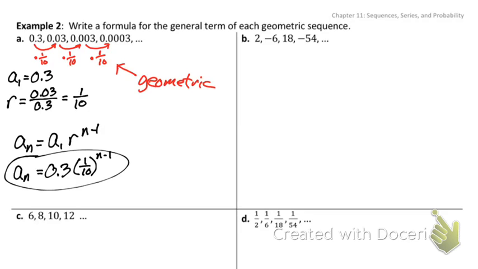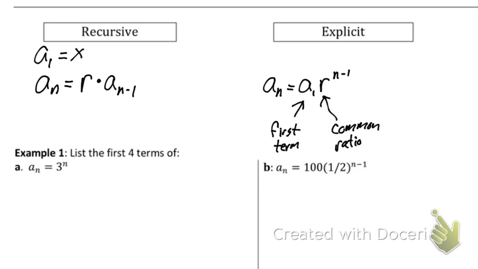I don't think I asked you to use recursive on this one, but it's good to know because then you can pick it out. If I give you a recursive formula and I say, is this geometric or arithmetic, it's good to recognize that this times a number is going to be geometric. Basically, this plus a number is going to be arithmetic.